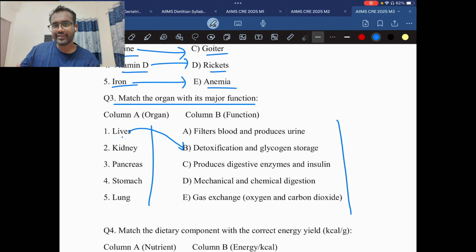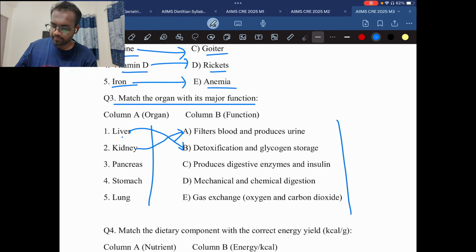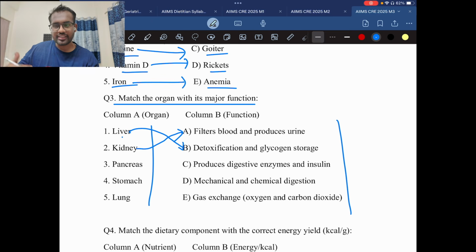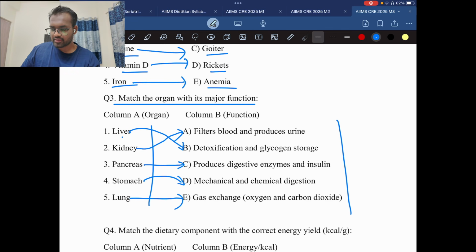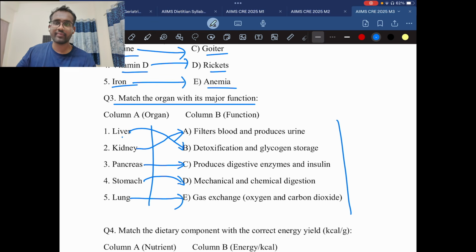Kidney helps in filtration of blood and formation of urine. So the kidney is linked to A. And pancreas produces digestive enzymes and insulin. So we'll link it to the C. And stomach helps in mechanical digestion and chemical digestion also. So stomach is related to the mechanical and chemical digestion process. And lungs help in exchange of gases. Okay, this is how you need to match it clearly by reading the question.